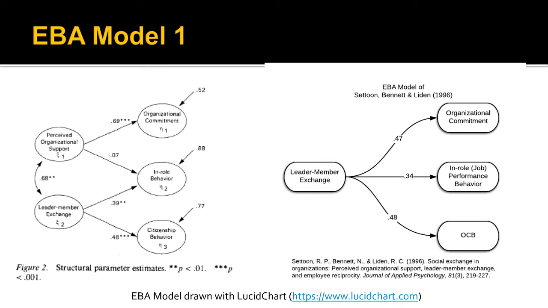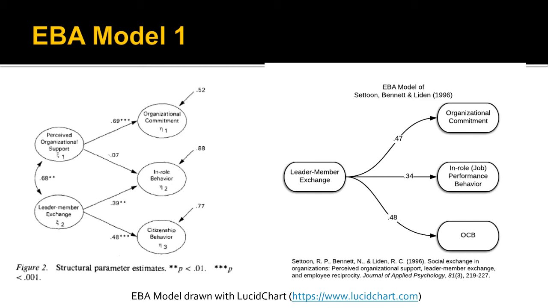Then we have to calculate the total effect of LMX on in-role behavior. To calculate the total effect, we must combine the direct effect of 0.39 with the indirect effect through perceived organizational support. Notice, in this case, that we are converting the double-headed arrow to a single direction arrow. To calculate the indirect effect, we multiply 0.68 times negative 0.07, which equals negative 0.0476.